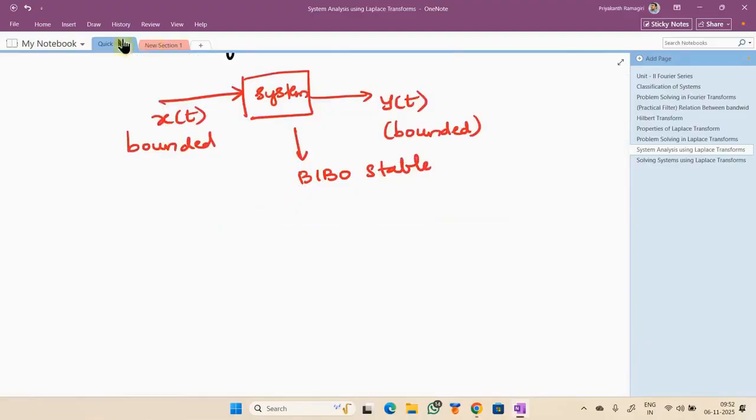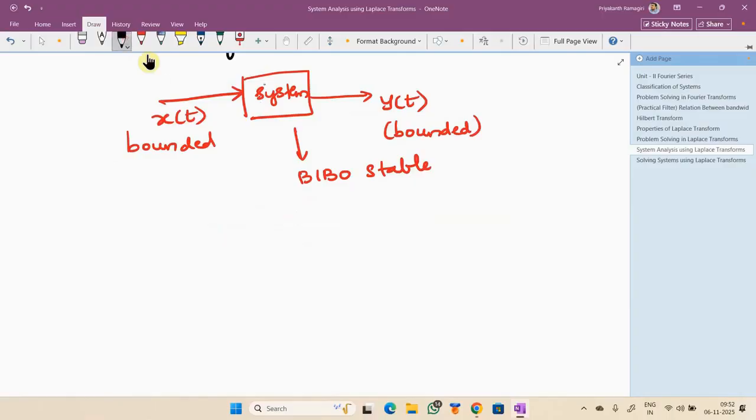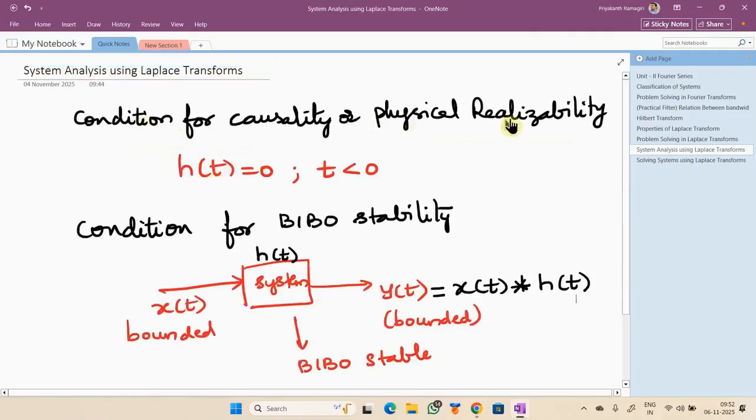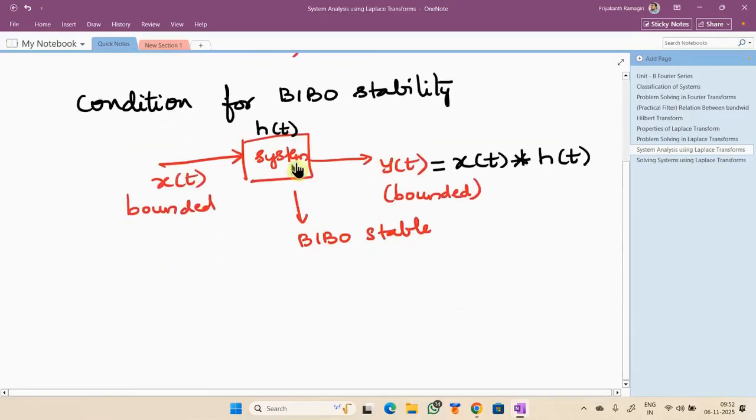Now, what we know is any system can be represented by its impulse response. Then how can I calculate the output? x of t convolution h of t. Nice. It is convolution between the input and the impulse response. So this condition for causality or physical realizability, we have already seen earlier in the classes. And now we will go for writing the condition for BIBO stability in terms of the impulse response, just like this.